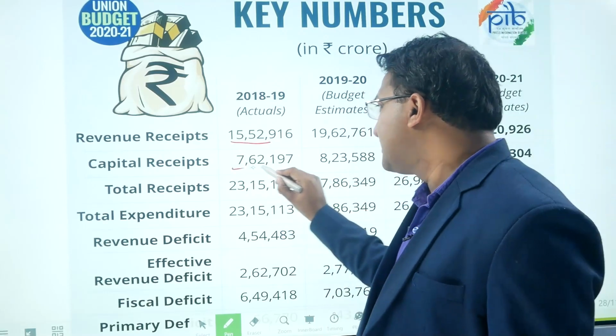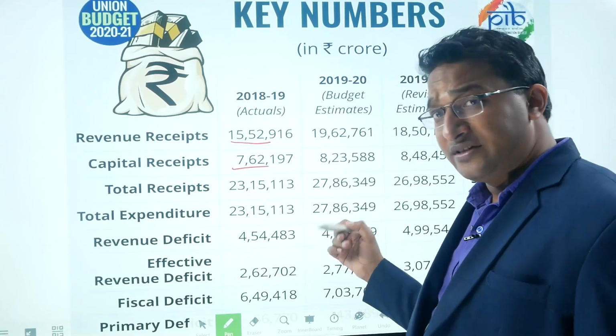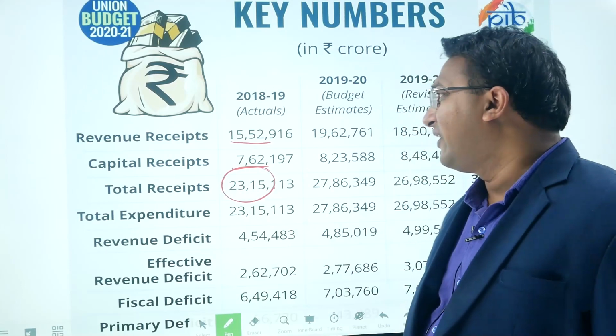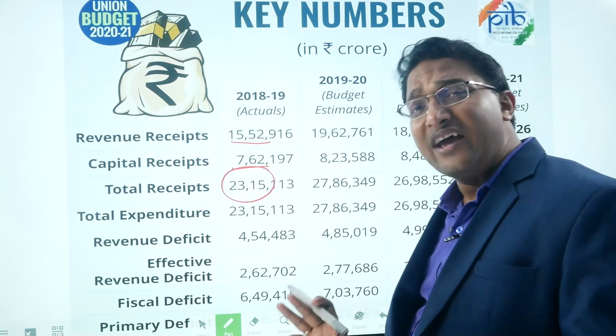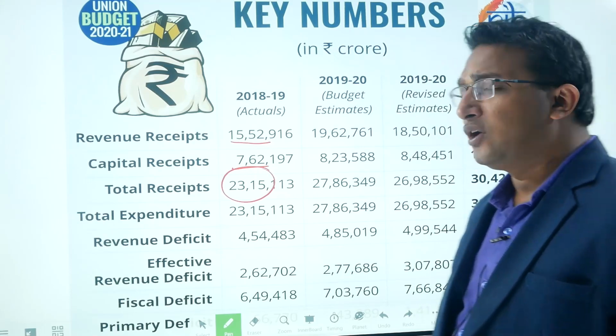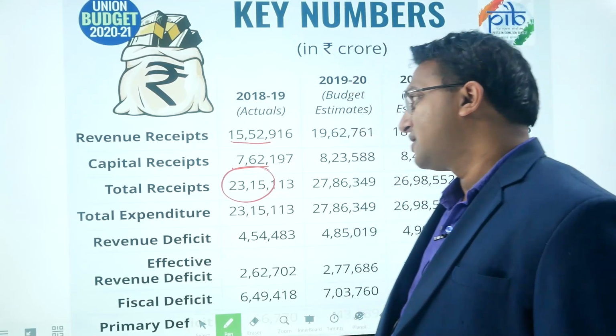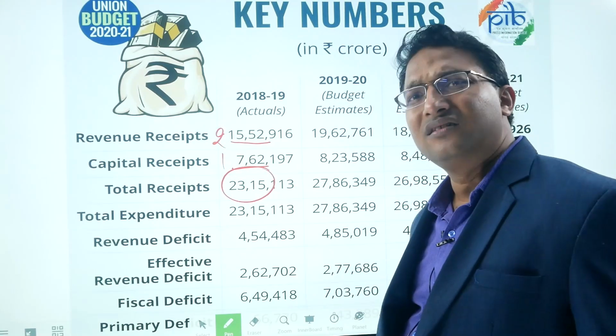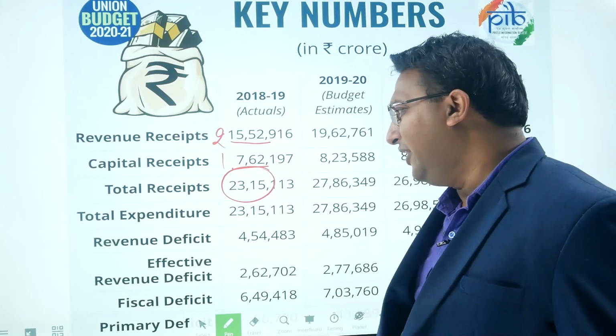Capital receipt is approximately 7.62 lakh crore, and total receipt is approximately 23.15 lakh crore. You just need to have an idea. No need to get into detail. Don't need to remember even the figures, right? So there is a ratio of approximately 2:1 in the receipt. Just a basic idea you can have like that, right?